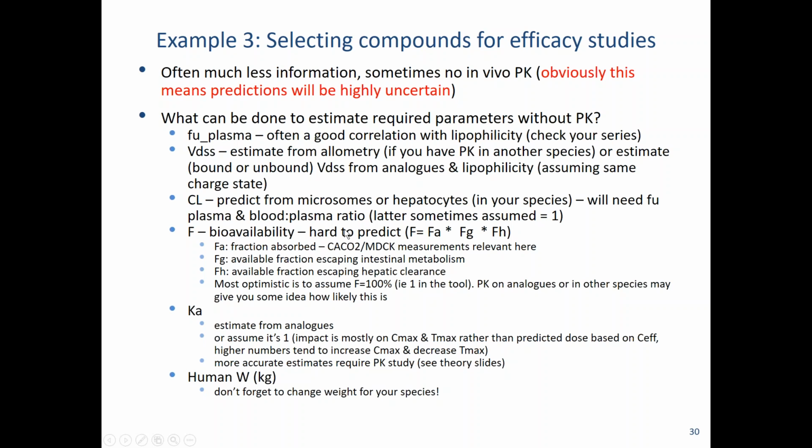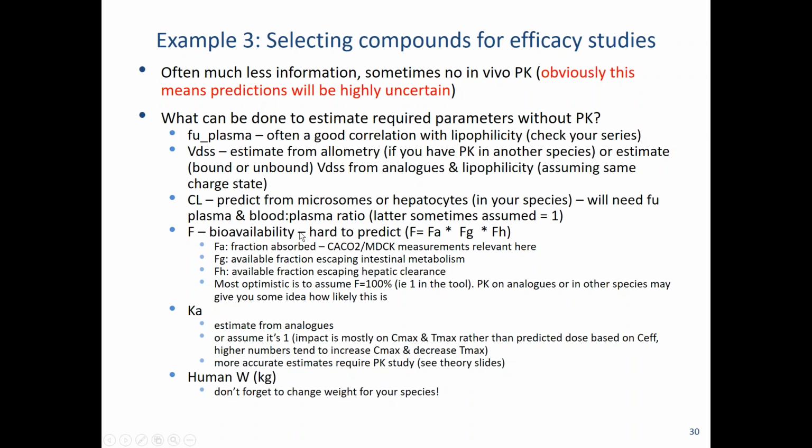And bioavailability, as we discussed briefly, is pretty hard to predict, partly because it's a combination of factors. It derives from fraction absorbed as well as the fraction escaping intestinal metabolism and the fraction escaping hepatic clearance. So it's a composite figure, and really quite hard to predict. Certainly Caco-2 and MDCK and those kinds of measures of absorption can give you an indication when the fraction absorbed is going to be low, so you can get some ideas that bioavailability may be low if you've got very poor flux. But just because you've got good flux doesn't mean you're necessarily going to have good bioavailability.